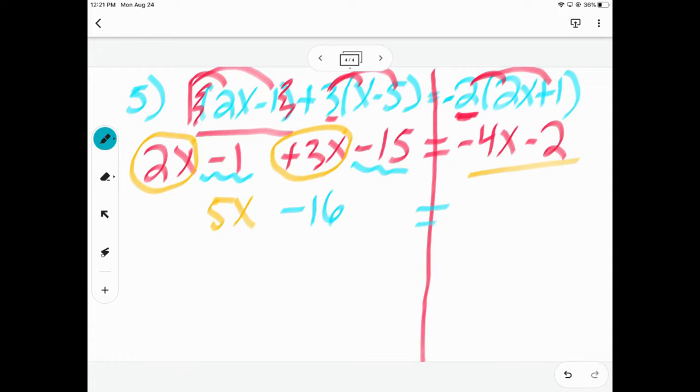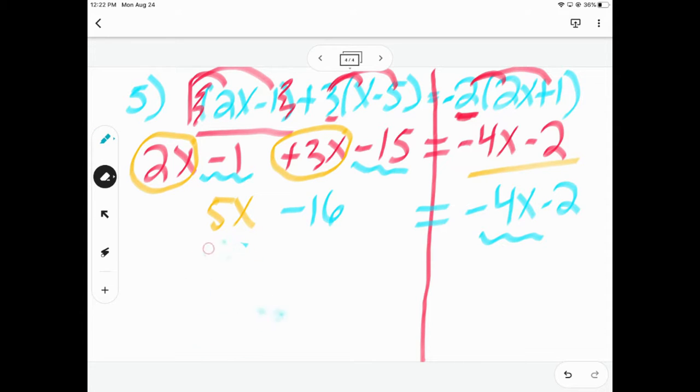All right, I'm going to bring down my equal sign, and I'm going to bring down this side, -4x minus 2. Okay, so my equation's getting smaller. That's always a good thing. Well, now the next step says get your variables together. So what that means is I want my variables on the same side. I can see on this side I have a 5x, and this side I have -4x.